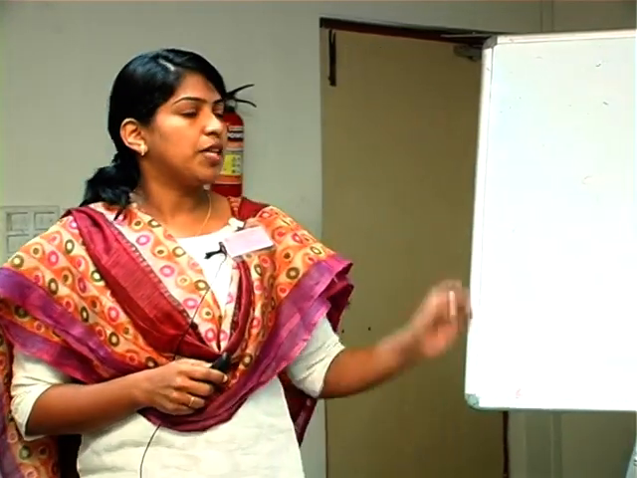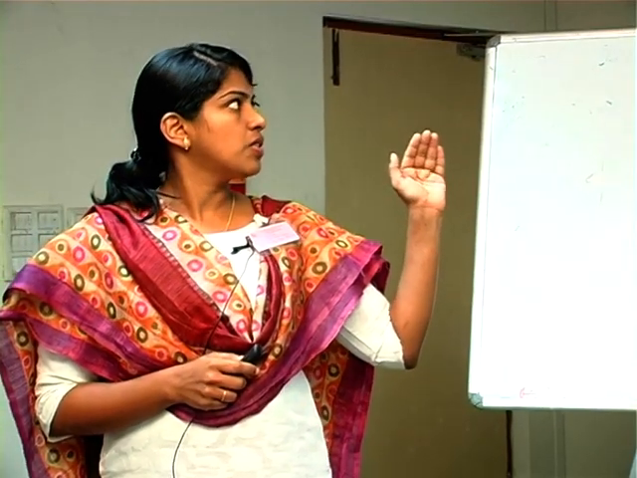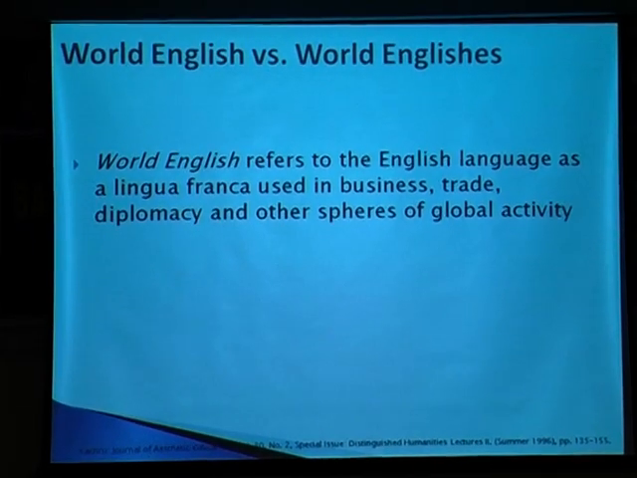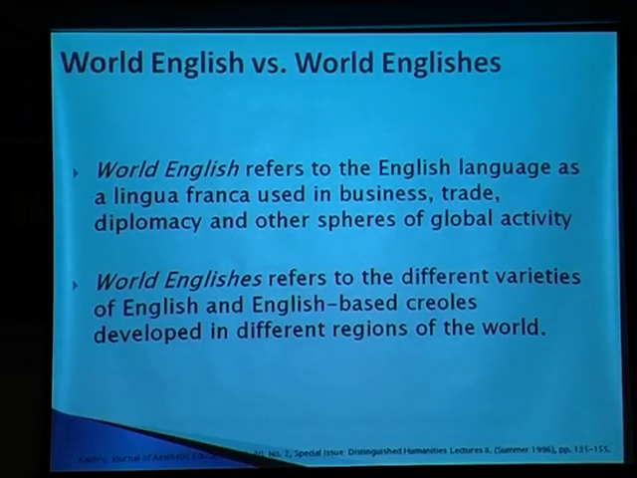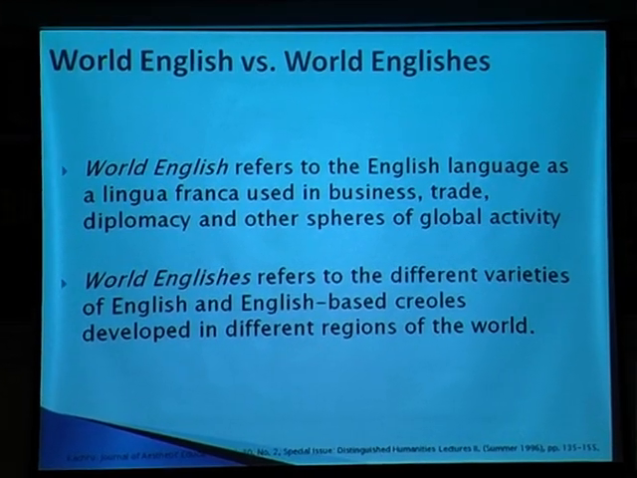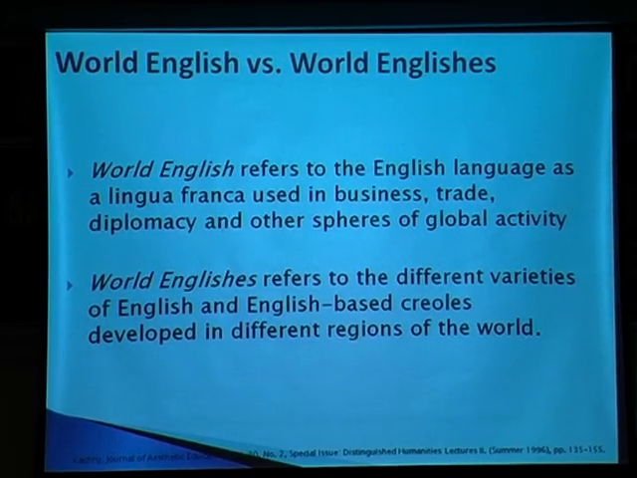First, let us examine this particular term, World English versus World Englishes. Do you think there is some difference between these two terms, World English and World Englishes? Okay, the different varieties of English. That's true. World English specifically refers to the English language as a lingua franca used in business, trade, etc. Whereas World Englishes specifically refers to the different varieties of English and also the different English-based creoles in different regions of the world.